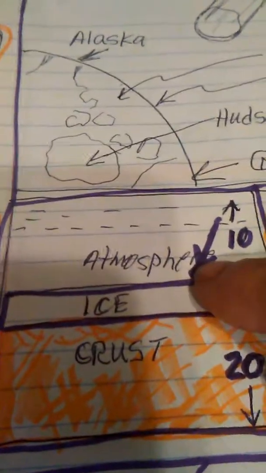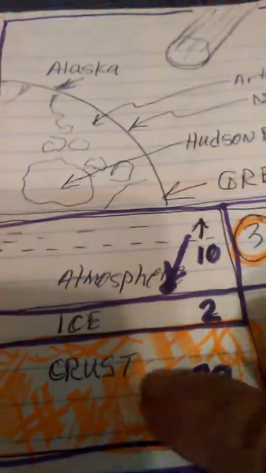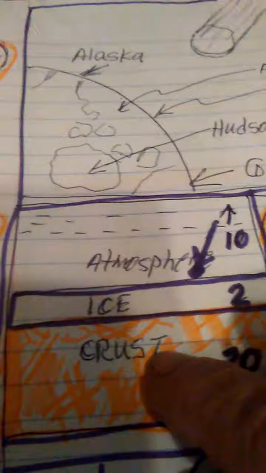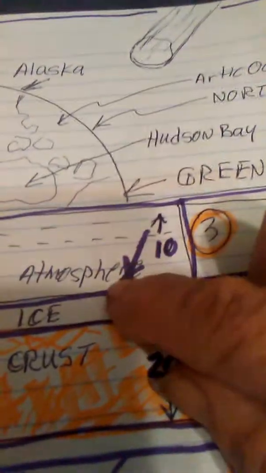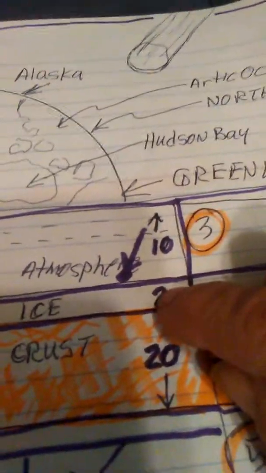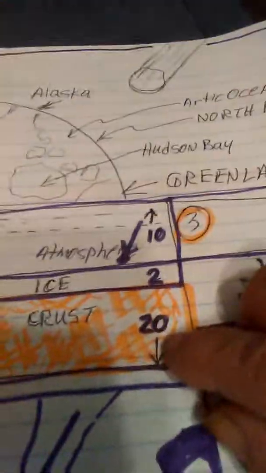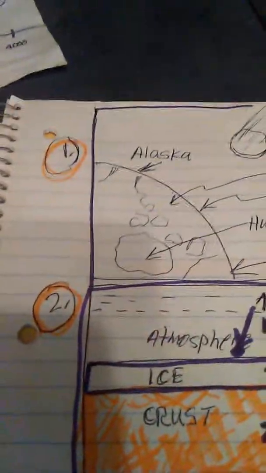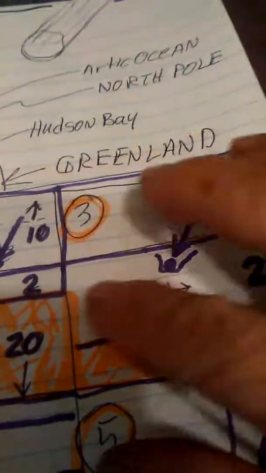Here is a cross-section view of the ice sheet on top of Canada, the crust of the Earth. Let's just say it passed through 10 miles of atmosphere and approached the ice, which is 2 miles thick, or maybe 3 miles thick. Here's the Earth's crust, perhaps 20 miles thick. And this is a cartoon representation of what happened. This is the ice.